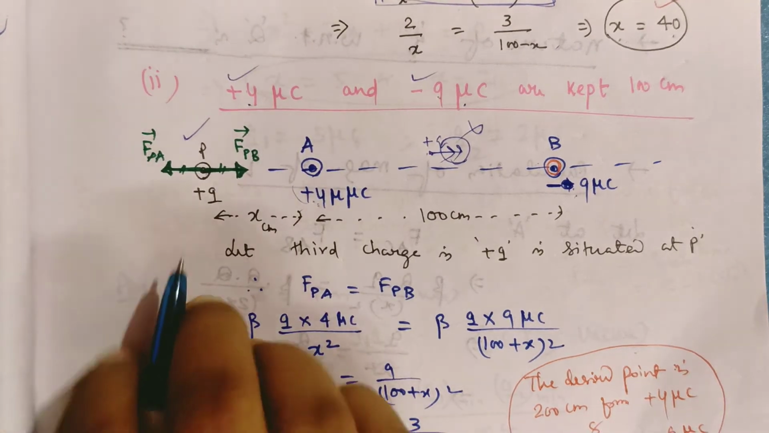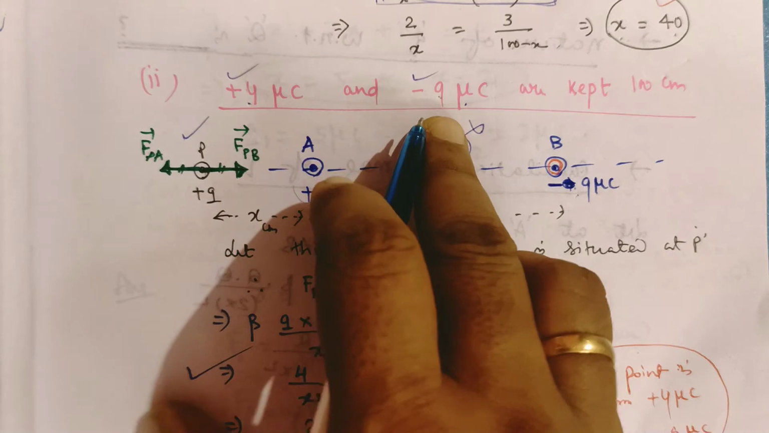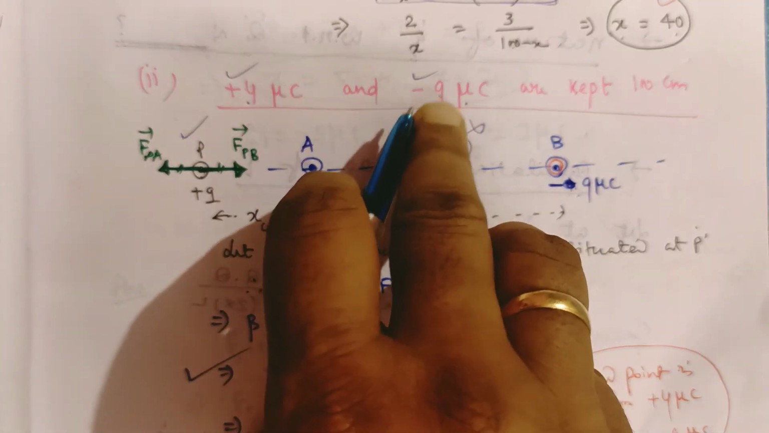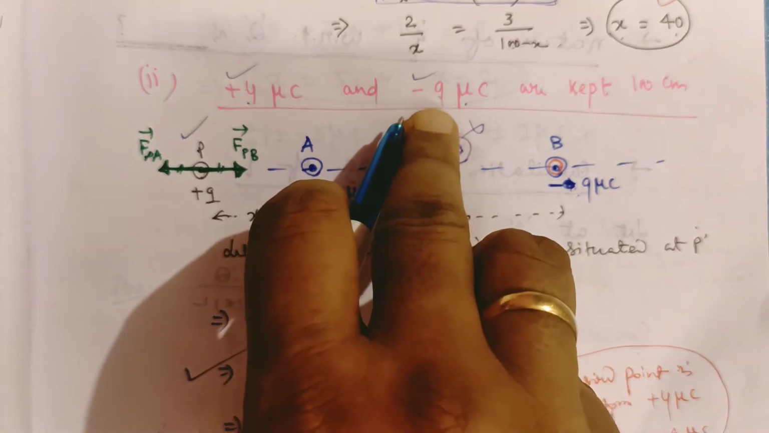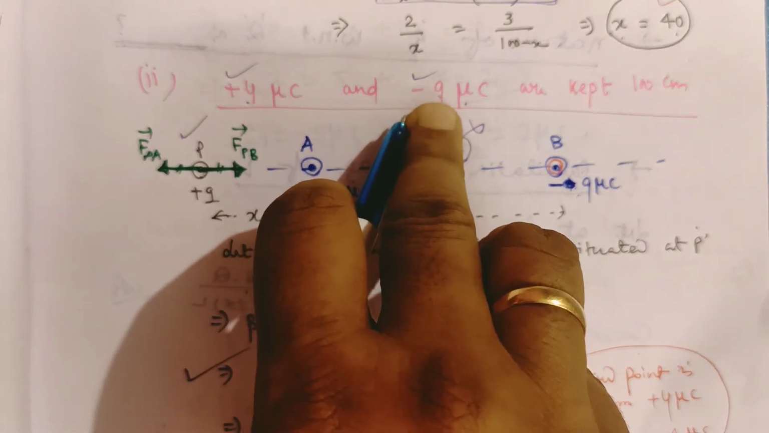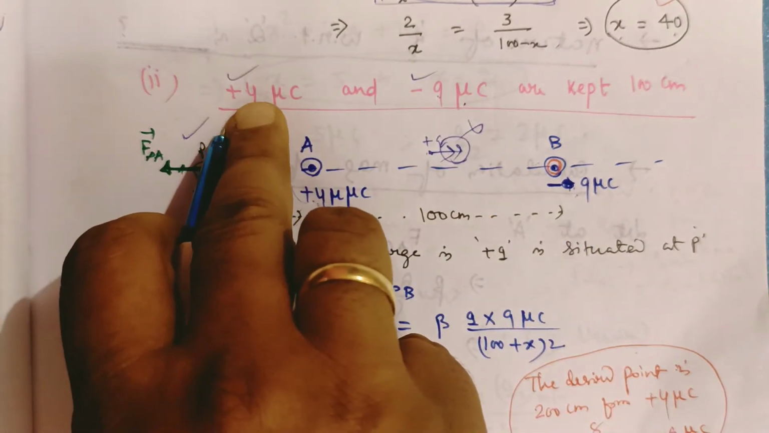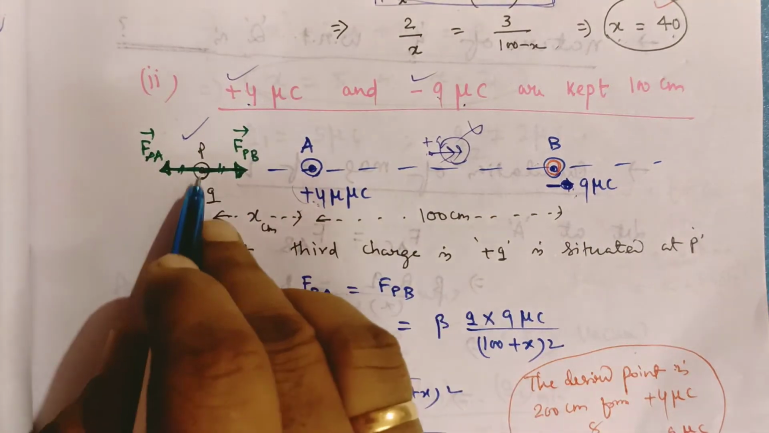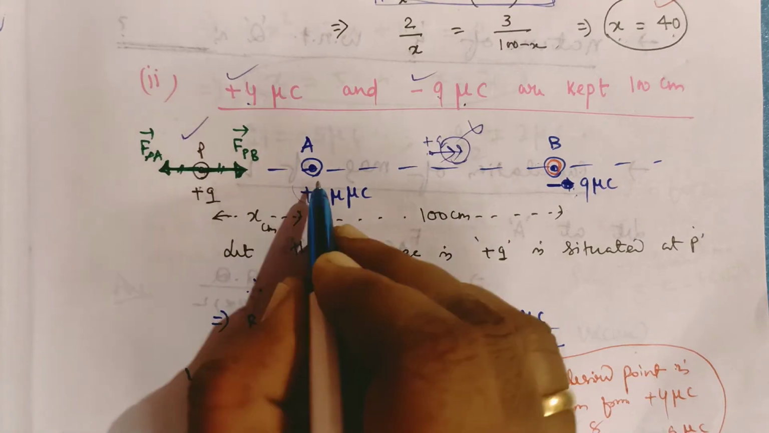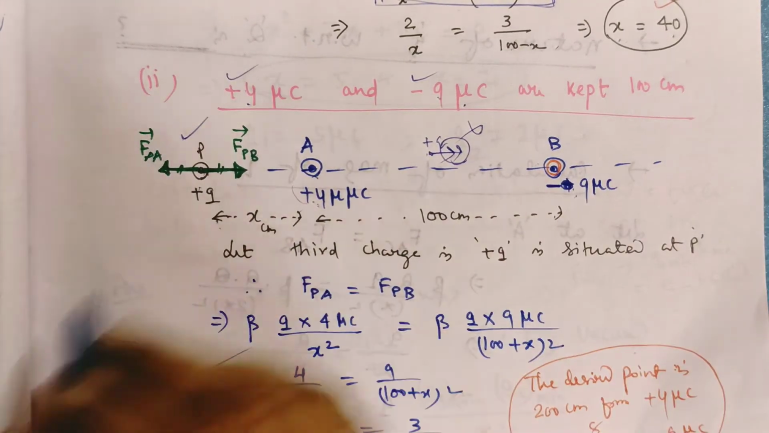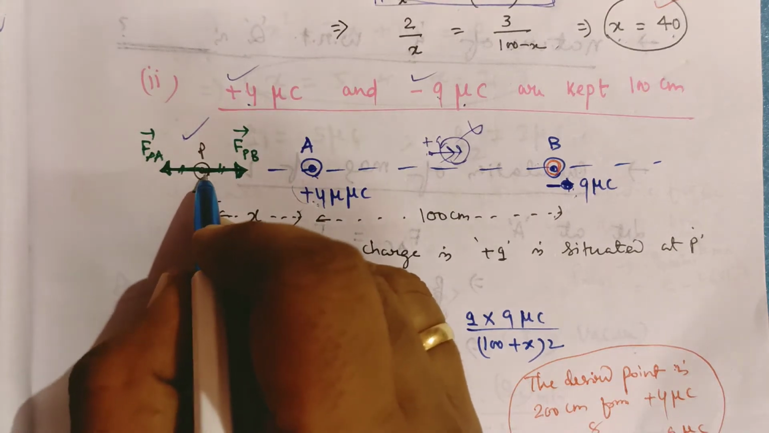So when you do the problem with different nature, you see which one is smaller. Smaller means you have to check magnitude, not sign. Mathematically minus 9 is smaller, but here in the charge system, the smaller magnitude is 4 microcoulomb. So the desired point P is here, which is x centimeter from A and 100 plus x centimeter from B. Now you check whether the net force is 0 or not.